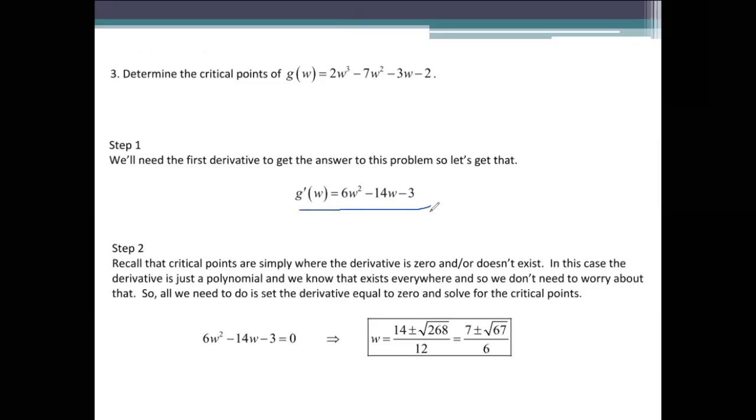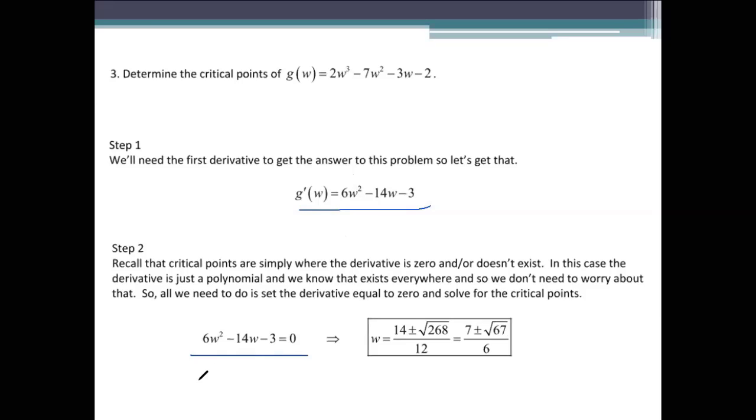So it is the derivative of our given function, because here we have 2w cubed, it will be 6w squared minus 14w and minus 3. And now, again, one more time, equating to 0, and we get the next one. So it will be 6w squared minus 14w minus 3 is equal to 0. And if we solve our quadratic equation, we have here two roots.